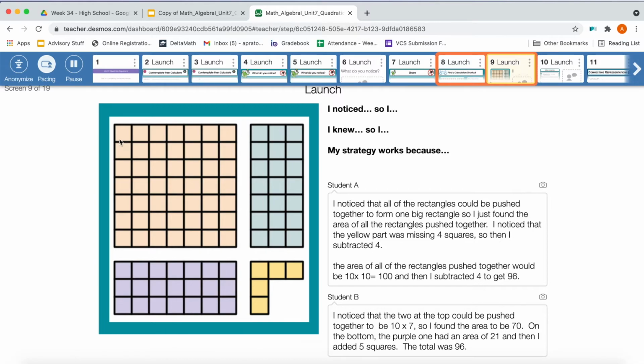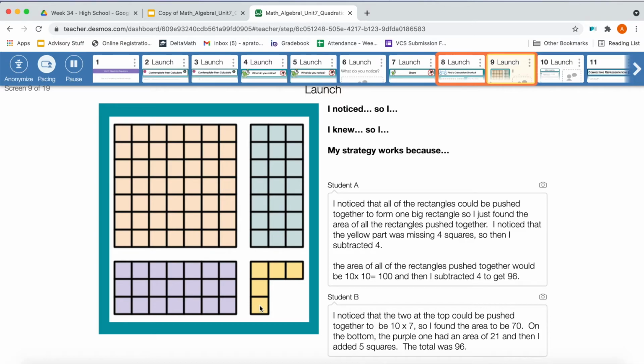Somebody might actually say, I pushed them together, I found 10 by 10, and then I subtracted 4, and I got 96, right? And the reason we're doing this is pushing students to think about completing the square. How many are missing to make this into a square? Because that's what we're going to do with algebra tiles in the next part of the lesson. And then another student, this student saying just push those together, and then push these together, and then find the area of this one, and then add those 5 on, right? There'll be a bunch of different strategies.